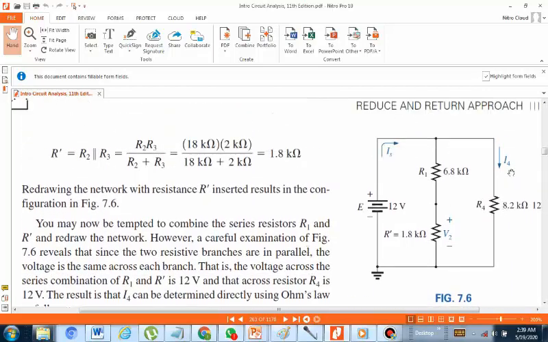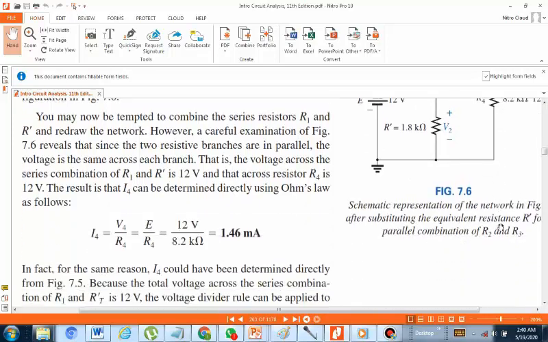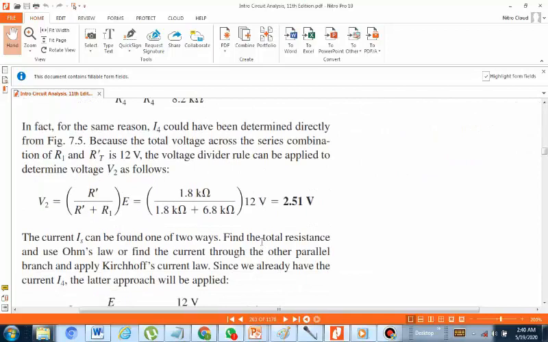To find out I4, we can see that I4 would be equal to voltage across R4 divided by R4. Voltage across R4 would be equal to E, that is, R4 is exactly in parallel with this supply. So I4 would be equal to V4 divided by R4, that is E by R4, which is 12 by 8.2 kilo ohm, 1.46 milliamperes.